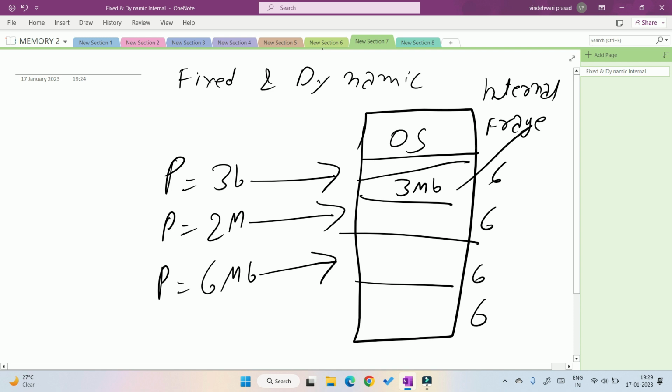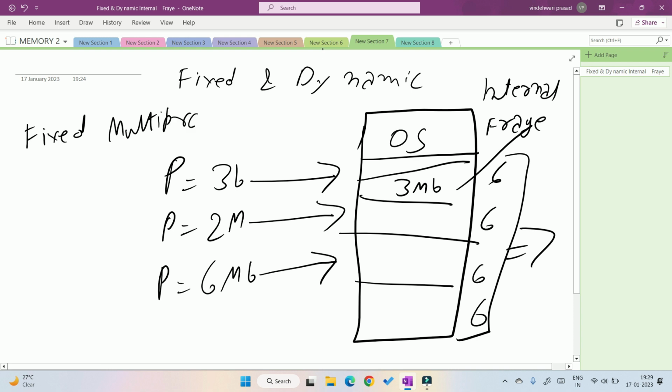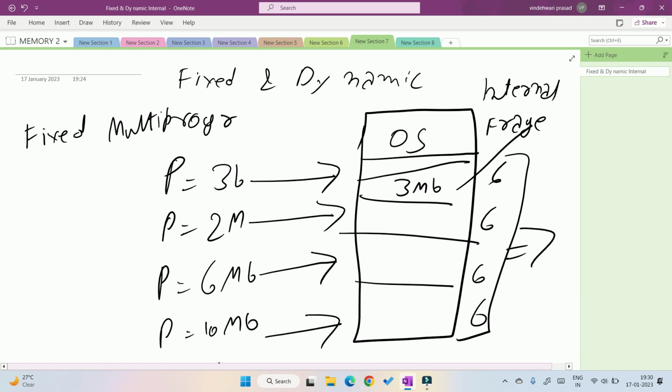Another thing: here the OS divides the whole memory into 4 different fixed parts. So multi-programming, meaning how many programs can run simultaneously, is fixed by the OS initially. Now another problem: if any program comes that needs 10 MB of memory, it is not allotted, because the OS divided the memory into 6 MB blocks. So nothing greater than 6 MB is allotted to any process.